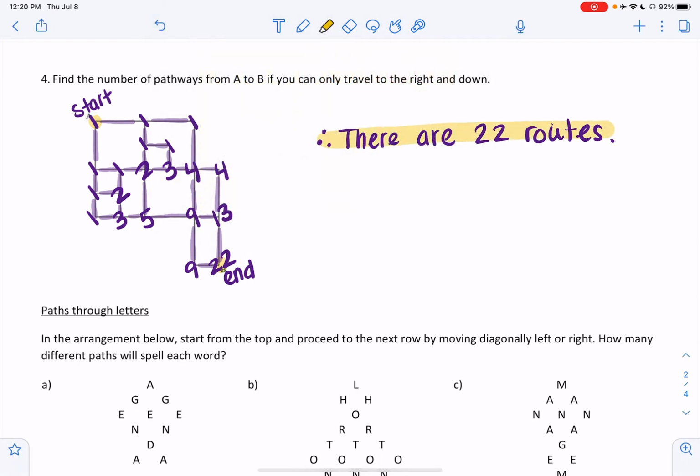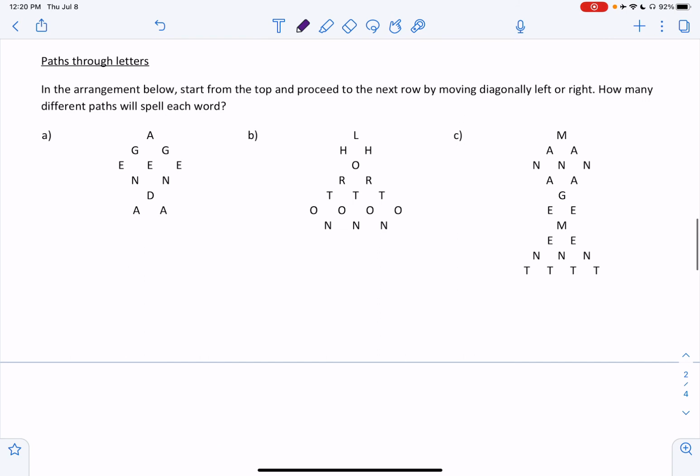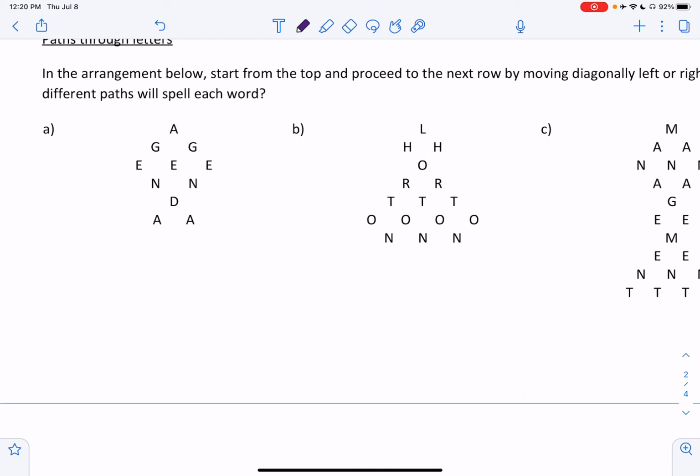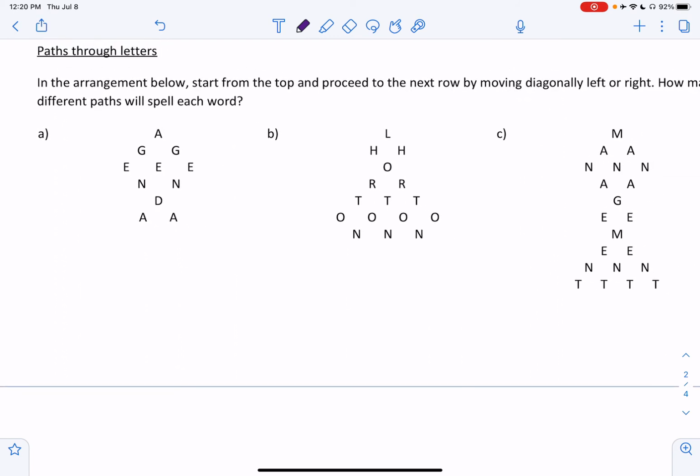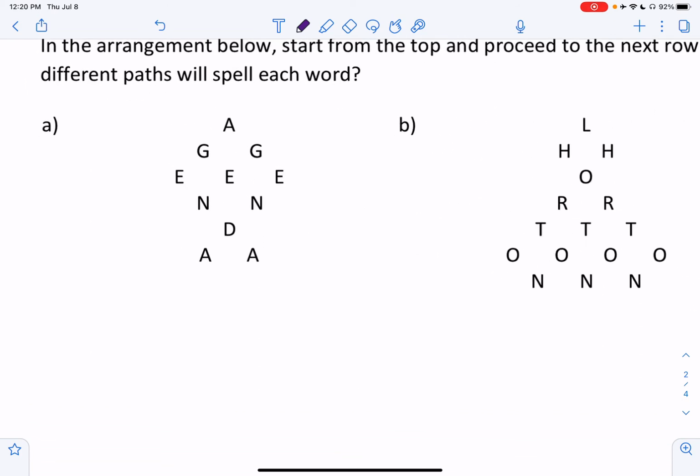There we go. All right, one more quick application of this stuff. The last application is paths through letters. So very, very similar to what we were doing before. If you look here, we have all of the letters to the word agenda. Now we can spell this word by going diagonally downwards, left or right. We can't go straight down. We go diagonally left or right, and we want to figure out how many different paths would spell this word.